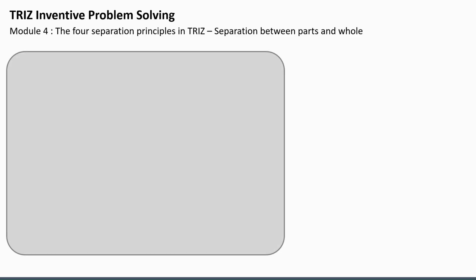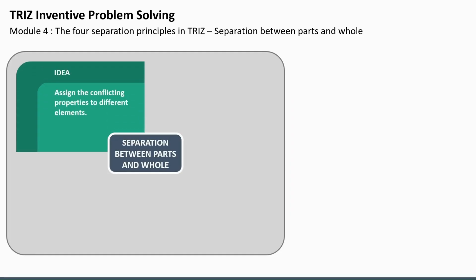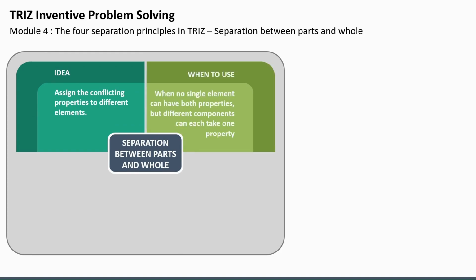And finally, the fourth technique is separation by parts and whole. And what do we mean by separation by parts and whole? As an idea, assign the conflicting properties to different elements. And what do we mean by that? We don't make a solution as one single unit, but we separate that one single unit into smaller elements, so that each element will be in a position to achieve the expected results. And if you combine them together, the whole unit will also be able to achieve the outcome. And that is what we mean by separation by parts and whole.